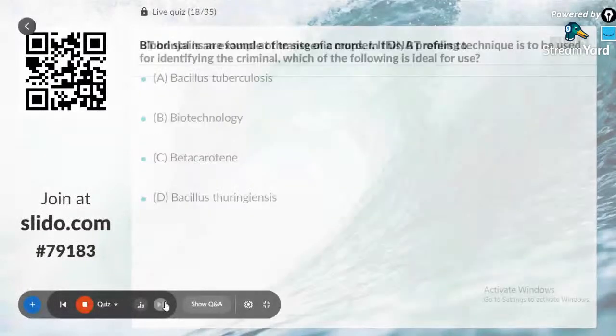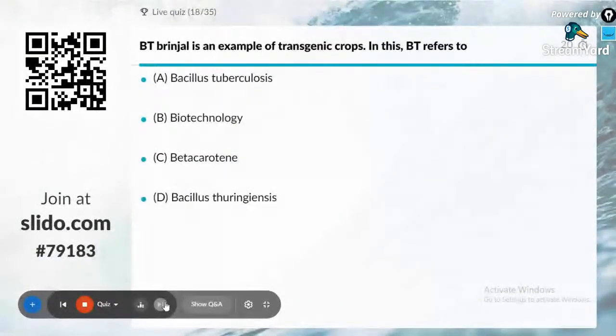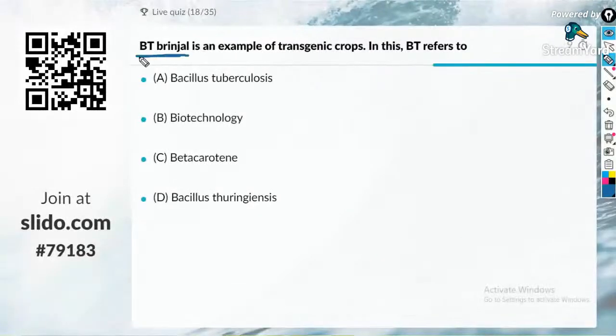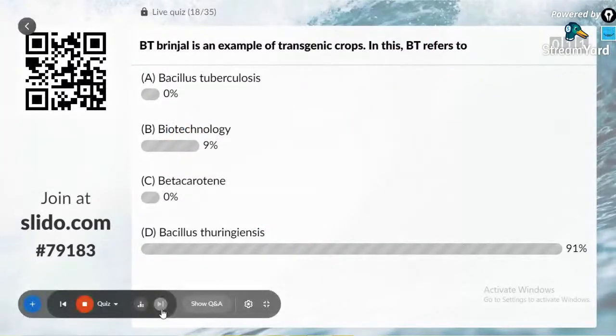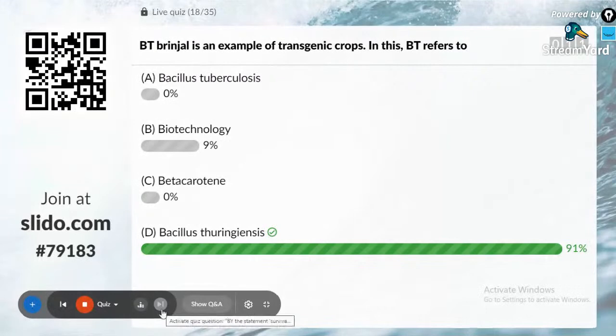Very simple question, the second simplest question that we came across today. BT brinjal is an example of a transgenic crop. In this, BT refers to... BT brinjal, BT cotton, that is a transgenic crop, and here BT refers to... Let's move the answer towards the correct option. It is Bacillus thuringiensis. It is not biotechnology. Since we studied in the biotechnology chapter, will that BT be biotechnology? No, it will be Bacillus thuringiensis.